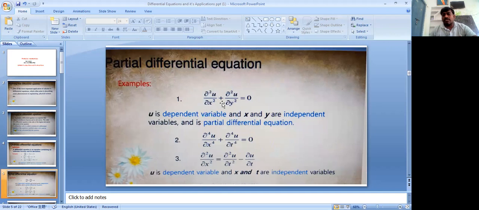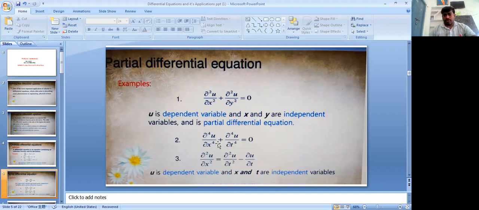to 0. The equation involves derivatives and one dependent variable. u is the dependent variable. x and y are the independent variables. So, one dependent and two independent variables, then the equation is called a partial differential equation.